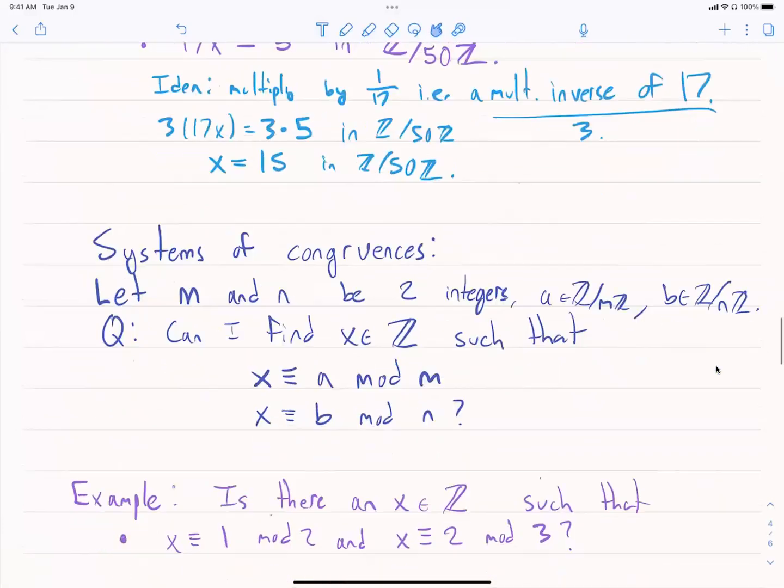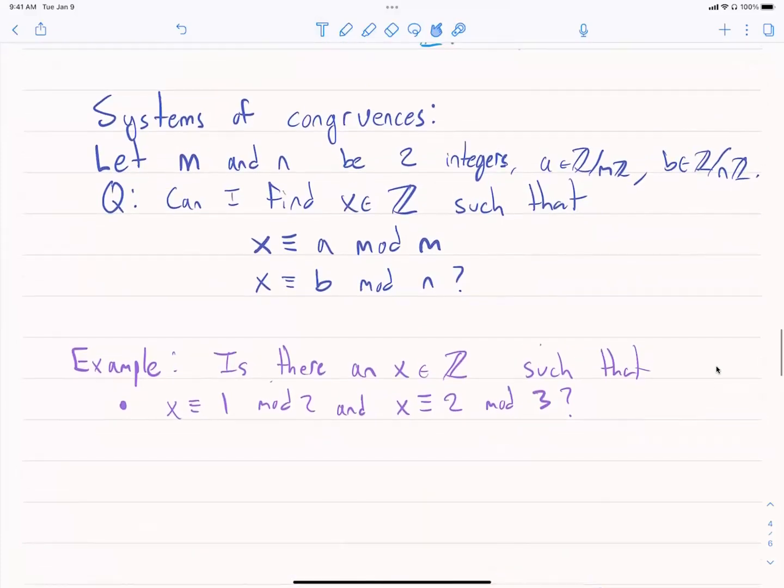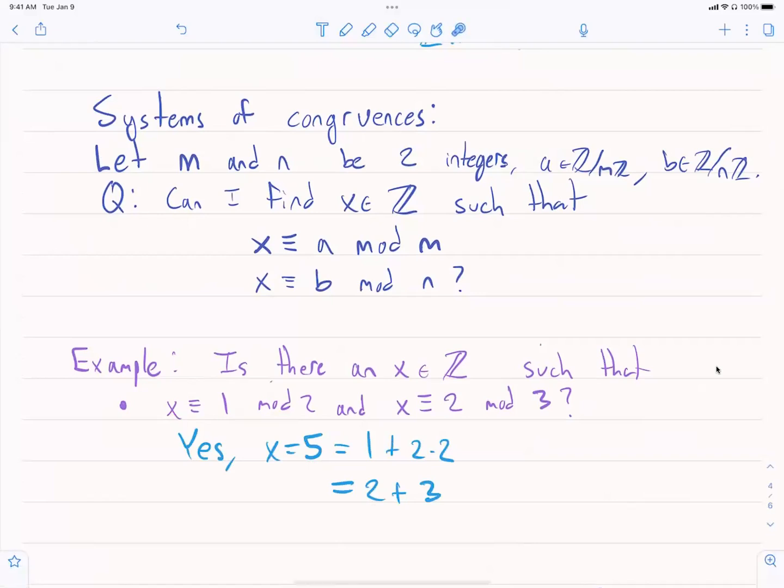Okay, so an example: I could ask, is there an x in Z such that x is congruent to 1 mod 2 and x is congruent to 2 mod 3? So the answer is yes. You take x equals 5. So x is odd, 5 is odd, so 5 is congruent to 1 mod 2. Let me write this: 5 is 1 plus 2 times 2, so it's congruent to 1 mod 2, but it's also equal to 2 plus 3, so it's congruent to 2 mod 3. Okay, so this is an x that satisfies both of these.